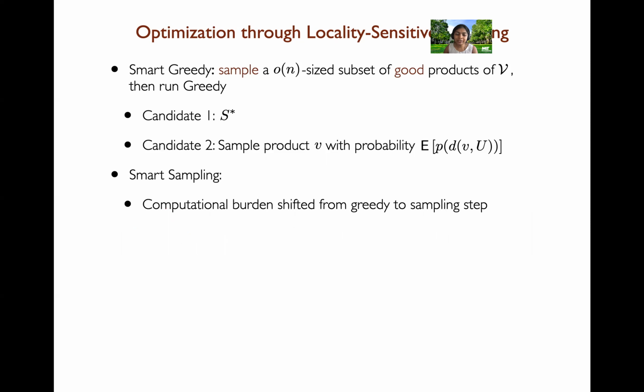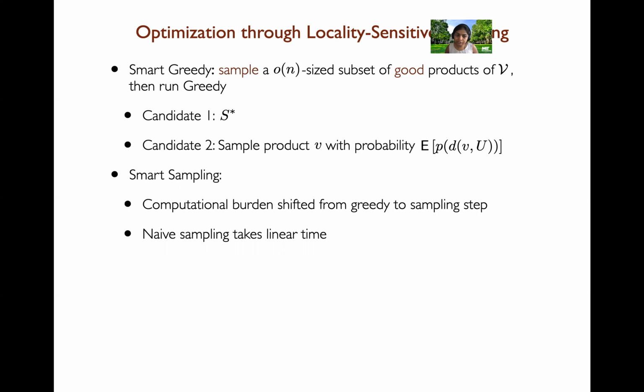So then what we really have done is we have shifted the computational burden from this greedy step to the sampling step, where we actually create this small subset of products. And of course, if we were to do naive sampling, it would take linear time. By naive sampling, I mean that we go to each product and draw a Bernoulli sample with its reward as the mean of the Bernoulli distribution. Of course, that would take linear time.